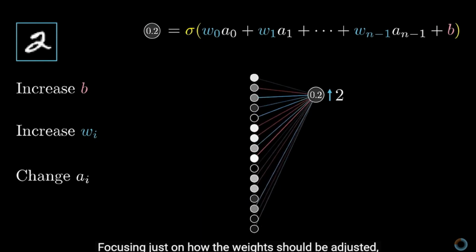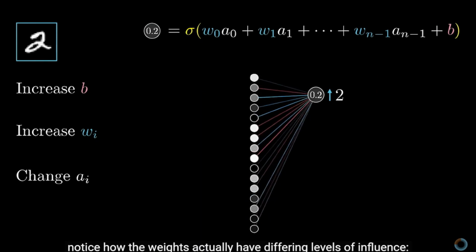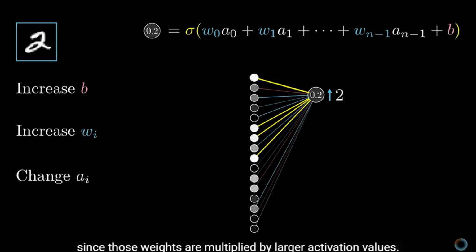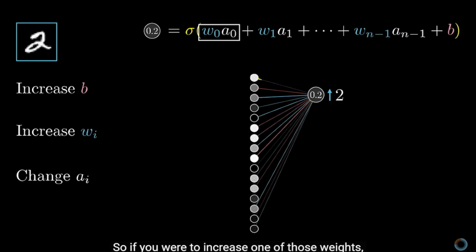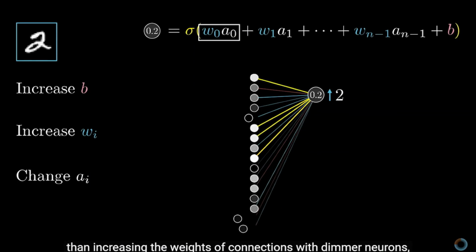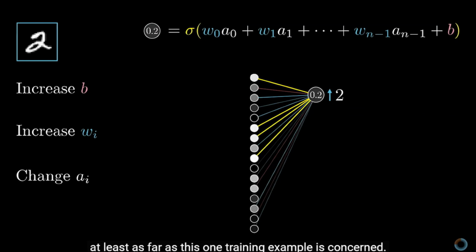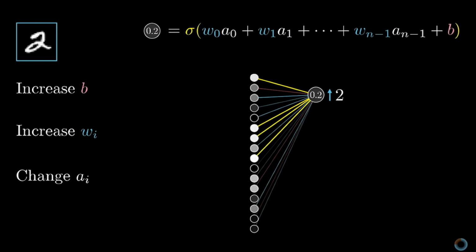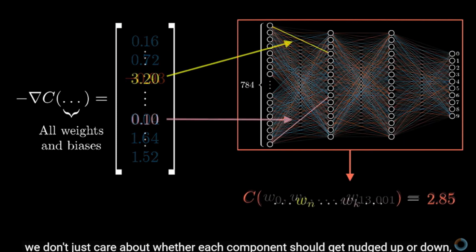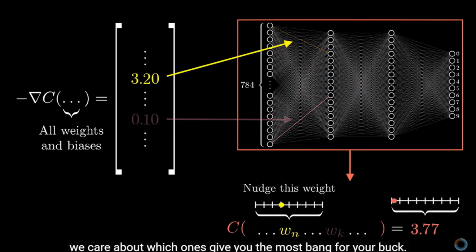Focusing just on how the weights should be adjusted, notice how the weights actually have differing levels of influence. The connections with the brightest neurons from the preceding layer have the biggest effect, since those weights are multiplied by larger activation values. So if you were to increase one of those weights, it actually has a stronger influence on the ultimate cost function than increasing the weights of connections with dimmer neurons, at least as far as this one training example is concerned. Remember, when we talk about gradient descent, we don't just care about whether each component should get nudged up or down, we care about which ones give you the most bang for your buck.